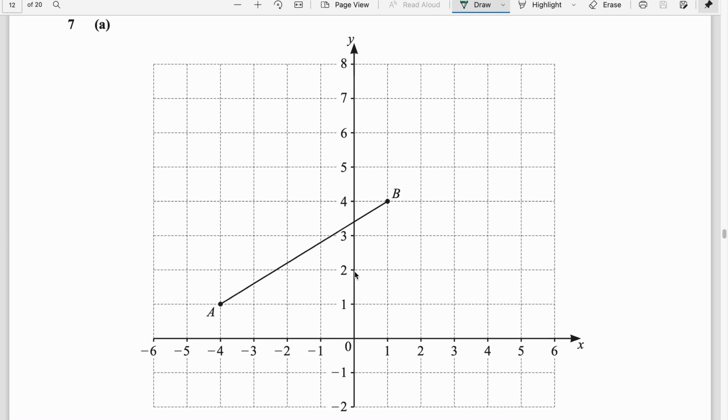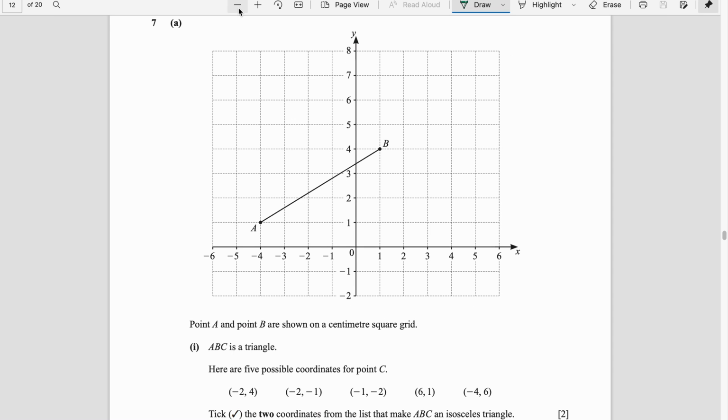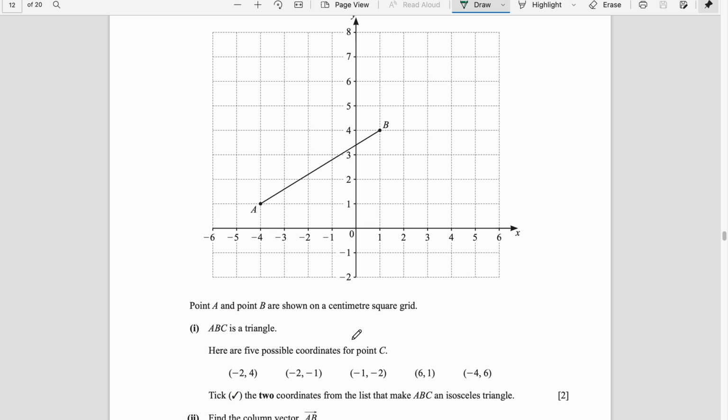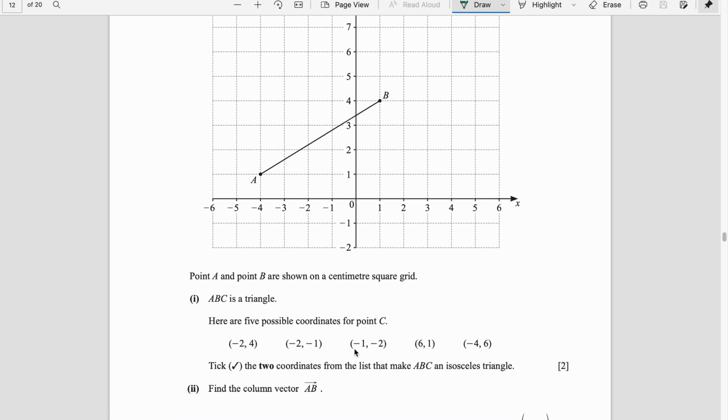Question number 7. Points A and B are shown on the centimeter square grid. ABC is a triangle, C is somewhere else. Here are 5 possible coordinates for point C. Tick the 2 coordinates from the list that make ABC an isosceles triangle.